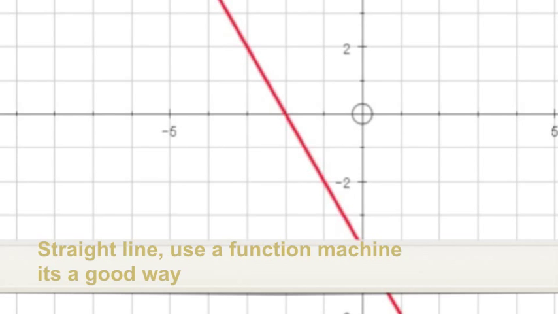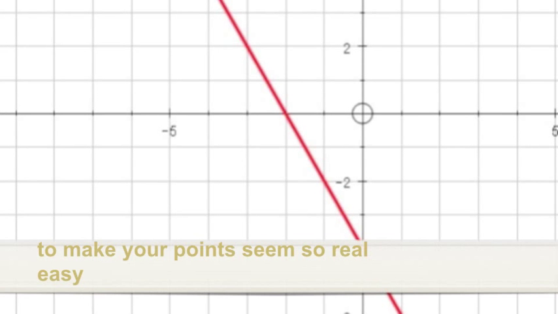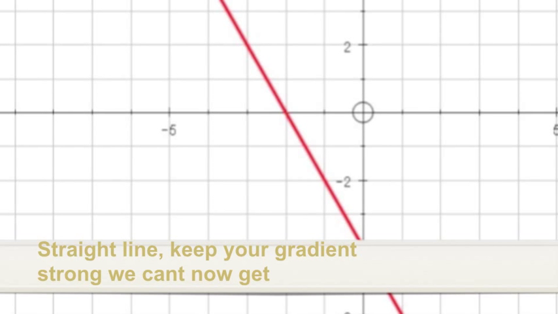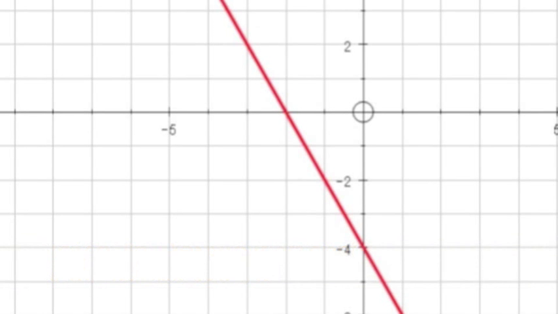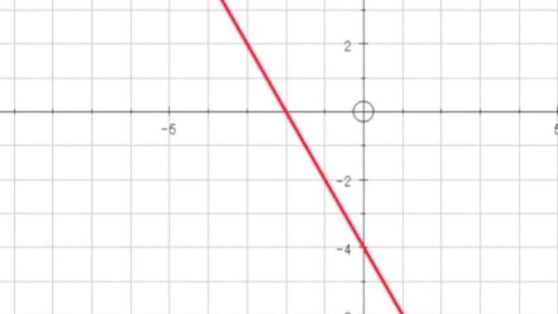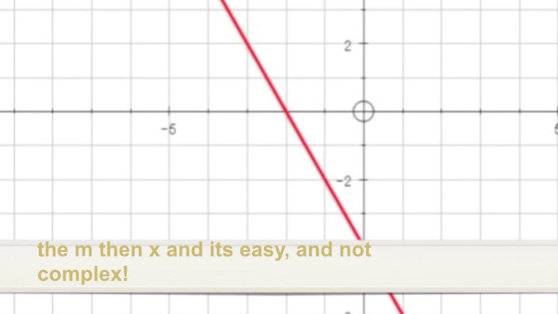Straight line, use a function machine. It's a good way to make your point seem so real easy to find every time, so we can plot your line for you. Straight line, keep your gradient strong. We can now get your slope very wrong. We know that it's the M then the X, and it's easy and not complex.